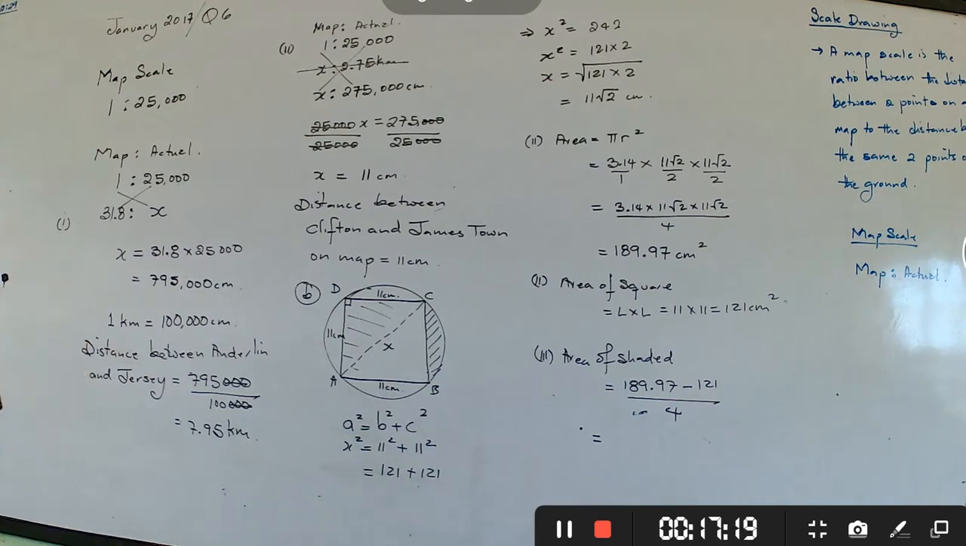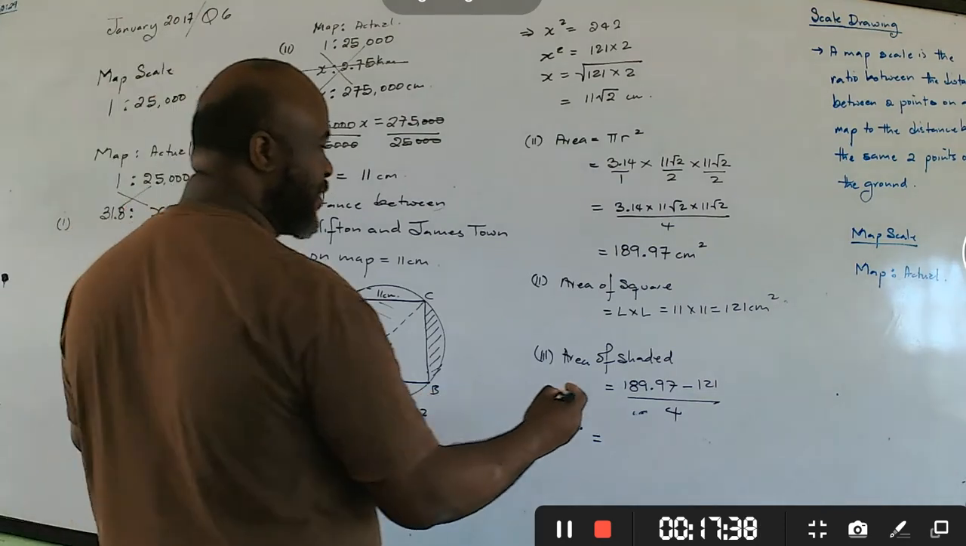Honestly, don't even trust them. When you take away, press equal first before you divide. Tell me when you take away, what do you get?